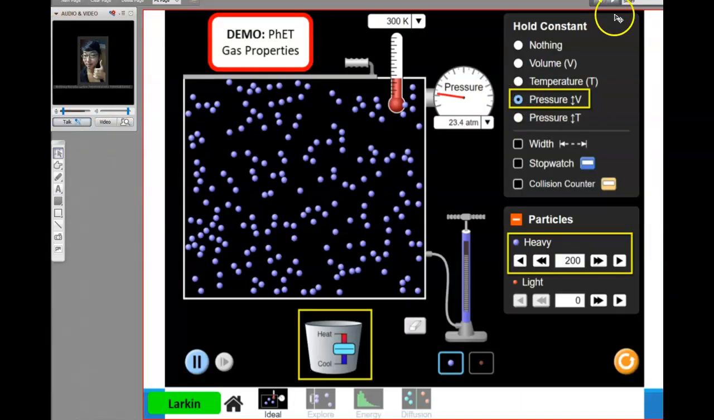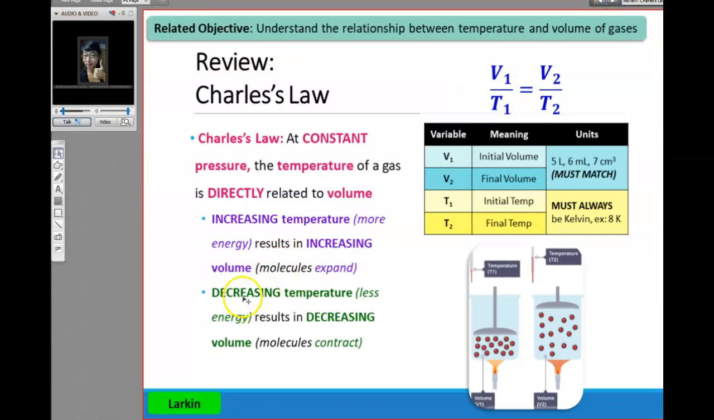Okay, perfect. All right, so let's go ahead and actually jump into why that's happening though. So this, remember, is related to Charles' law, which says at constant pressure, the temperature of a gas is directly related to volume. And we saw that in the demo, that when the temperature got hotter, the molecules had more energy, which caused them to expand. They wanted to move away from each other because they got more chaotic, and so the container expanded, it got bigger. Now this can only happen in stretchy containers.